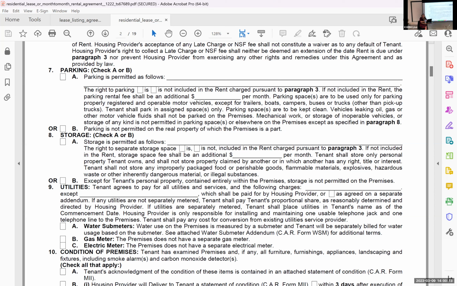And for a house here, it's a gardener. House, gardener, and pool if there's a pool. But a tenant would also be expected to cover water at this point.